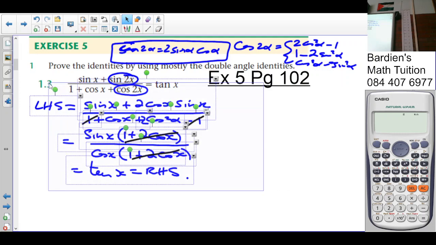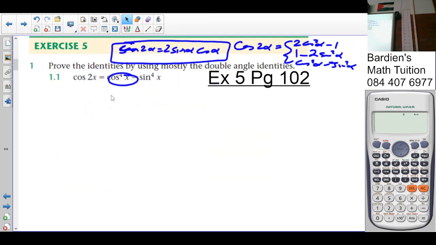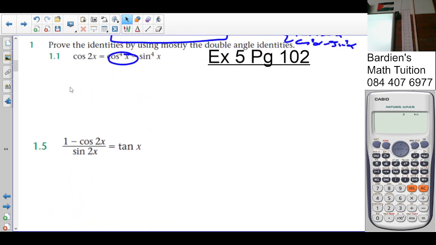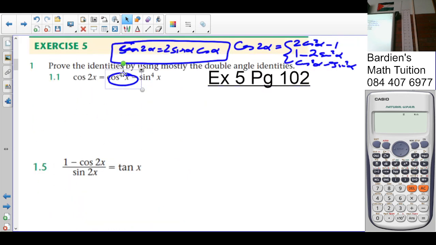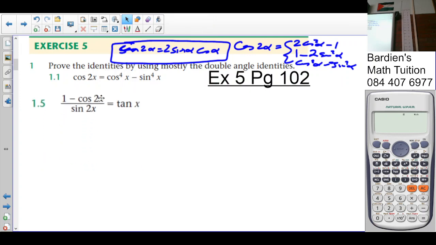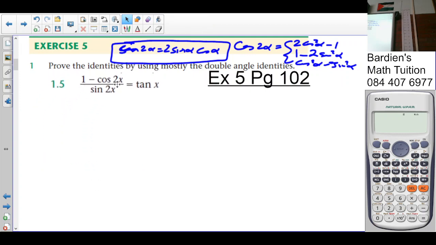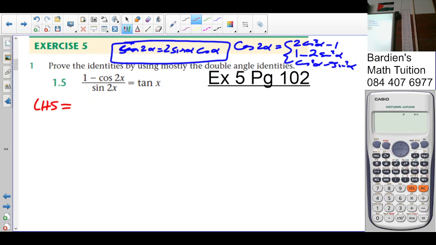Let's take this off. 1.5. So which side is the side of choice that we're going to work with? The left hand side. Okay, so cos, which one of the 3 we're going to choose then? Sorry? 1 minus 2 sine squared x.